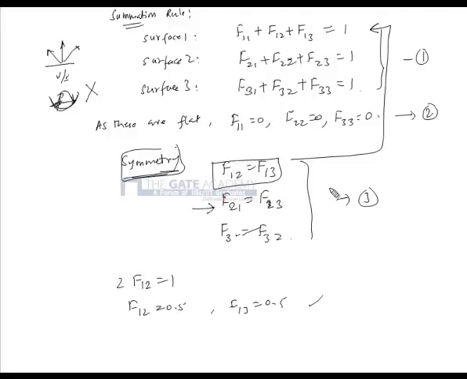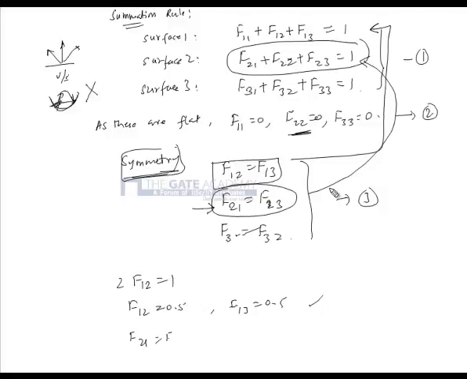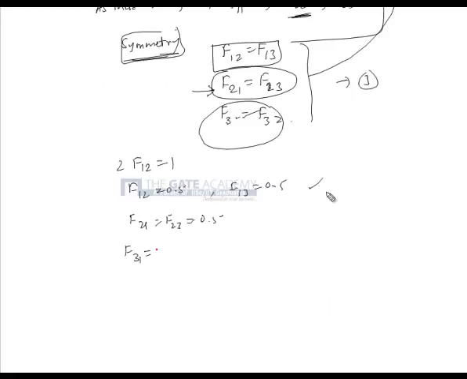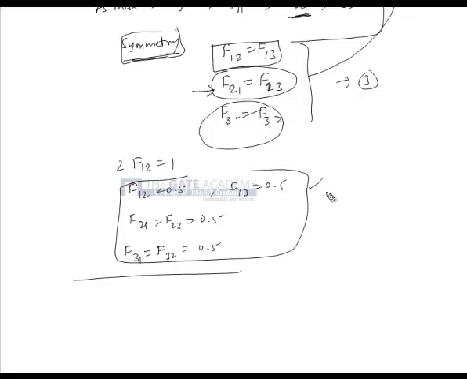Similarly, when I use the second symmetry equation in the second summation rule equation, with F22 being 0, I get F21 equal to F23 equal to 0.5. Similarly, using the third symmetry equation in the third equation, F31 is equal to F32 is equal to 0.5. So looking at what I got, all the mutual shape factors are 0.5. That happens in D. So the answer is D. The option is D. Thank you.